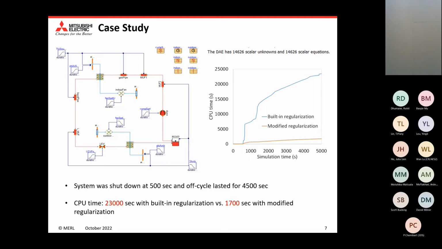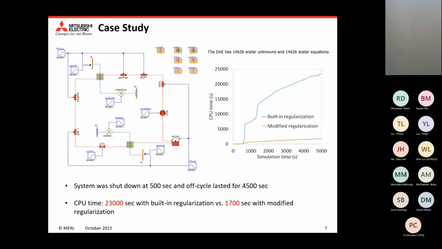So this is a heat pump cycle model. We built all these models in our lab, and the size is not very small. You can see that the entire cycle model has more than 1,400 equations. And in the simulation, the system will be shut down at 500 seconds, and then remain off for the rest of the 4,500 seconds.